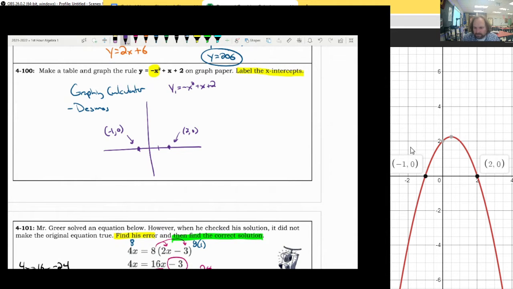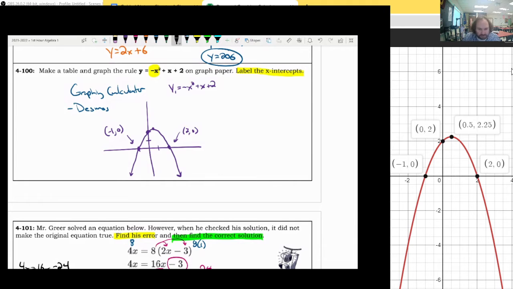The y-intercept and the vertex are probably good points to know also, just to be aware of. 0, 2, put a point right there. And then the top point appears to be 0.5, 2.25. I'm just going to put a point kind of right next to it. You can go ahead and sketch the parabola from there. It'll look kind of like that.